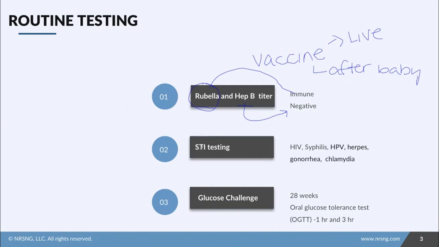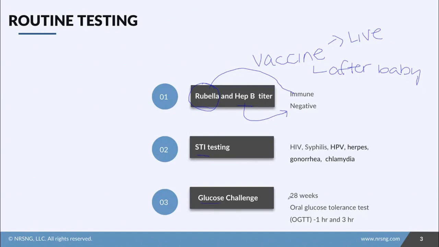Next, we have STI testing. So with STI testing, these are just a few of the ones that we're looking at: HIV, syphilis, HPV, herpes, gonorrhea, chlamydia. So we will just do standard STI testing if something is seen, but also some of these are just done regardless. So this is just looking to see if there's something so we can treat mom or treat baby after they're born.